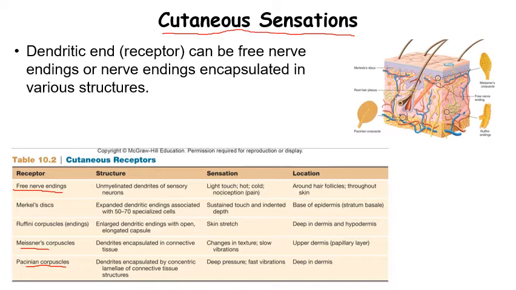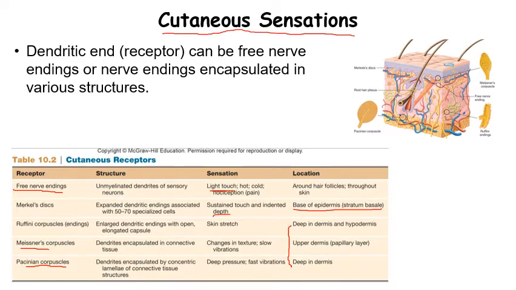Okay? And these receptors are located, basically, the Merkel disc is at the base of the epidermis, in the deepest layer of the epidermis, but then the rest are located throughout the dermis. You can see the different sensations. For the free nerve endings, stuff like light touch. That was the one we saw with the frequency coding. Free nerve endings are for feeling touch. Merkel disc, sustained touch and depth.